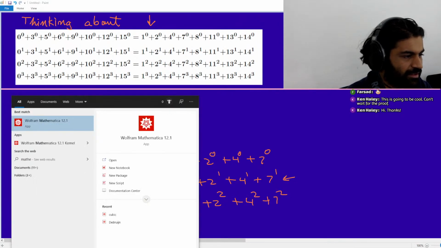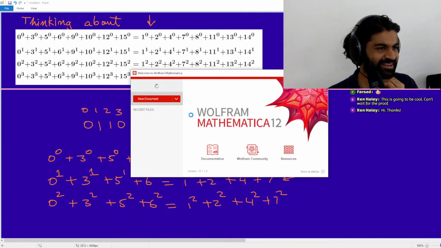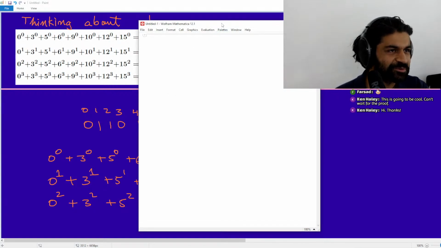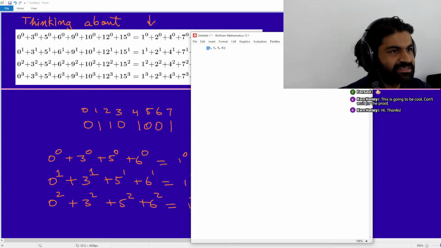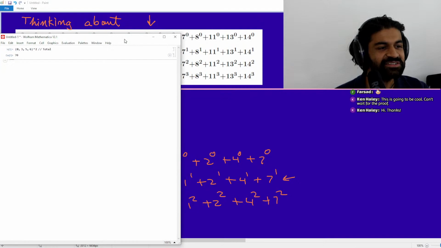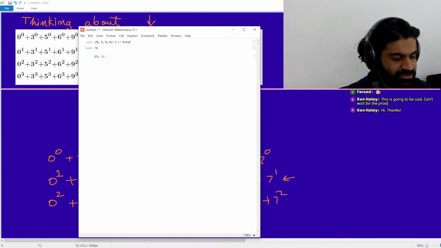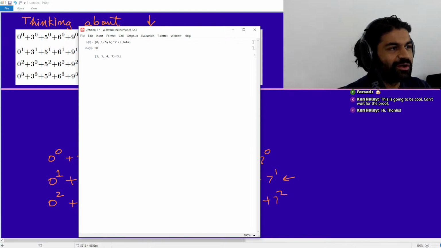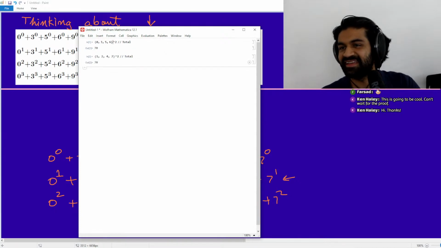Let's see. So I'm just opening Mathematica really quickly. Okay. So you have these two sequences, for example, 0, 3, 5, 6. And you can square all of these and then total them. And you would get 70, okay? And then the other side, you have 1, 2, 4, 7. And you can square all these and total them. And you, again, get 70, right?